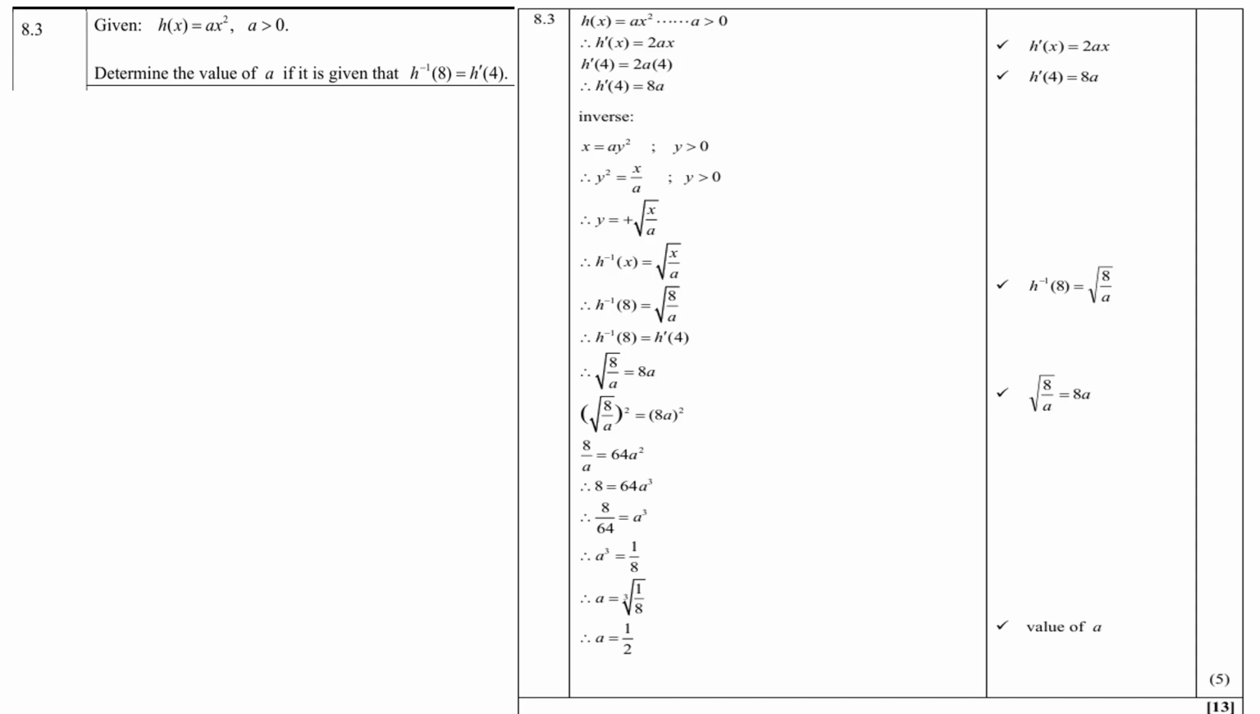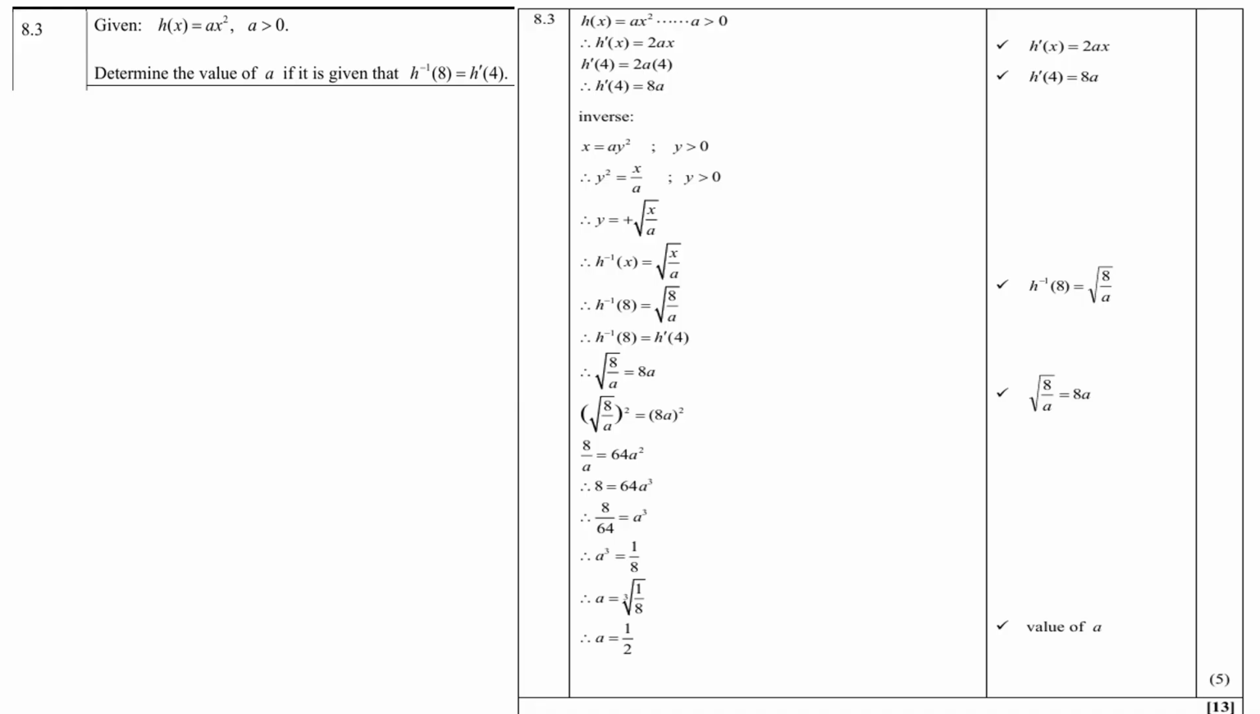Then the inverse, remember how do we do inverses? X becomes y and y becomes x. So you switch the x and y values, do that first, and then again make y the subject. So you get the square root of x over a, and we say positive, right? Then we replace x with the 8, because remember the inverse deals with 8. Right, and now you can equate the two equations.